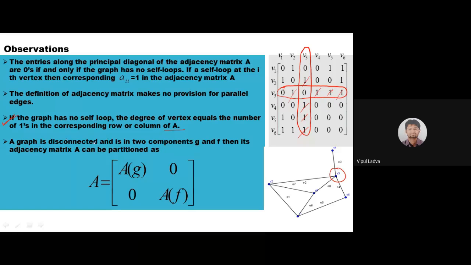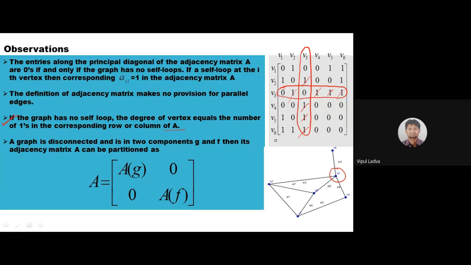The last observation is something like this. If a graph is a disconnected graph, and it has two components G and F, then its adjacency matrix A can be partitioned as: the adjacency related to G will be in the upper left-hand corner, and the adjacency related to F might be in the lower right-hand corner. That may vary. Here F can be, here G can be. That depends on the order of the vertices which we are using. And always take care here.